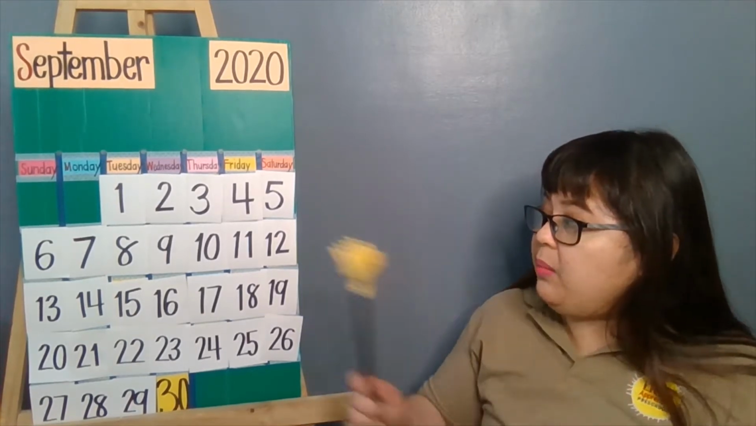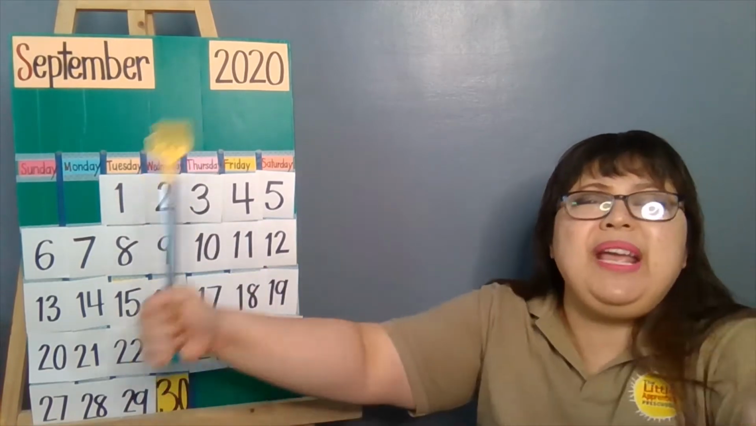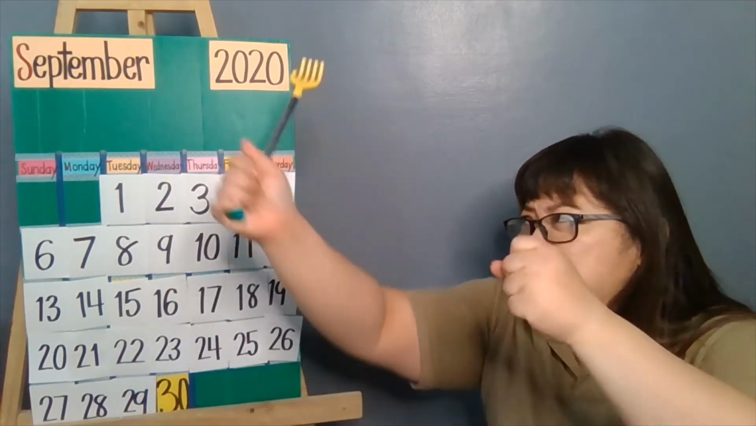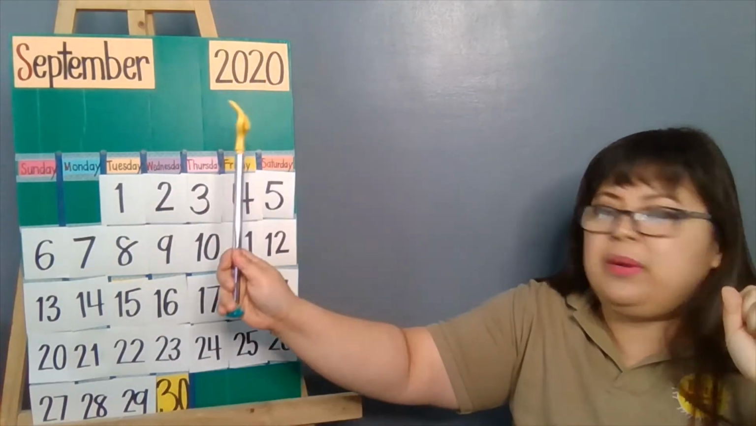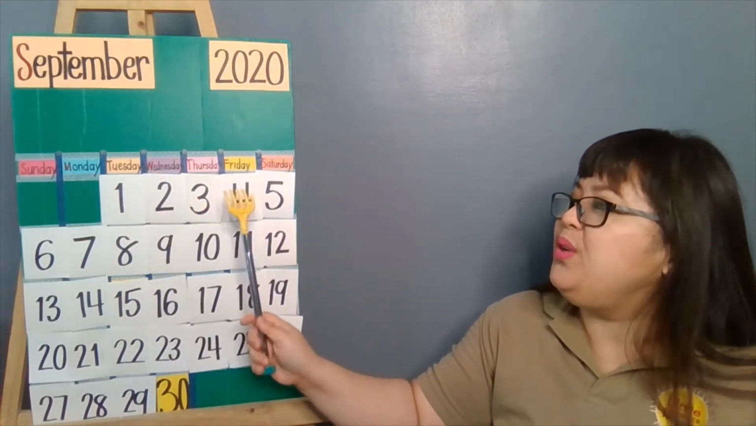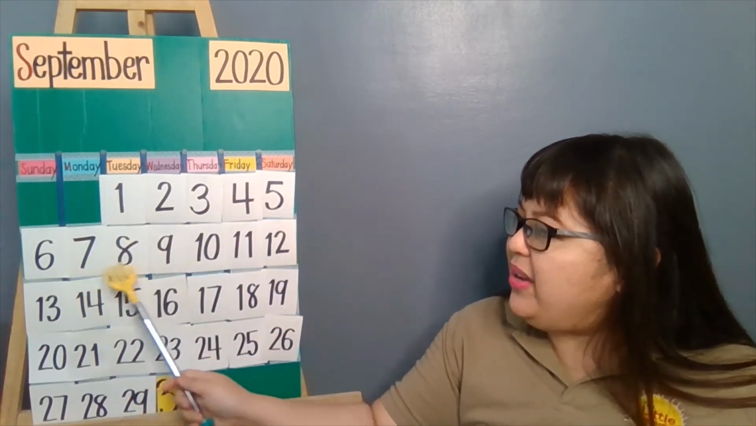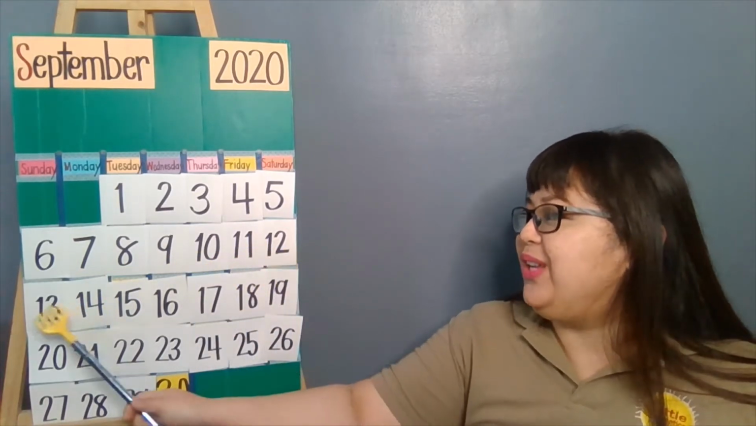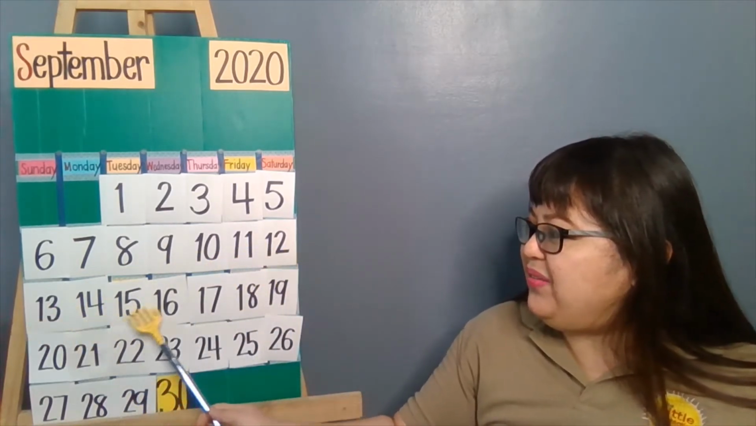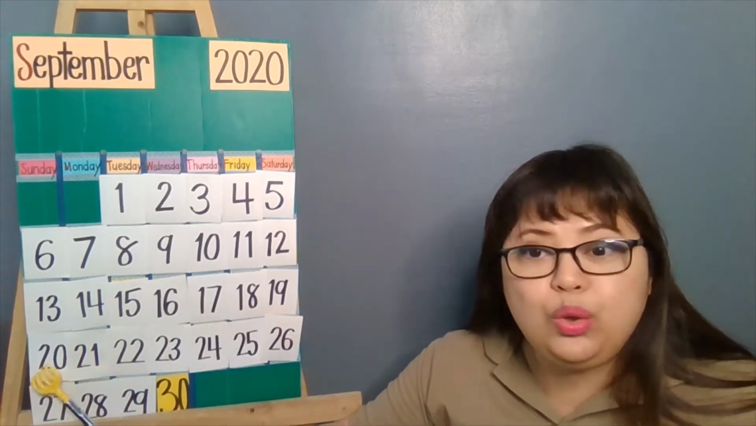Let us count how many days have passed in the month of September, and let's celebrate the last day of September together by counting! Here we go. 1, 2, 3, 4, 5, 6, 7, 8, 9, 10, 11, 12, 13, 14, 15, 16, 17, 18, 19, and 20.